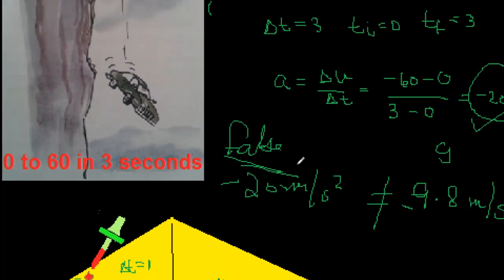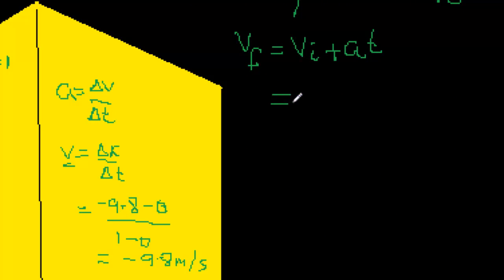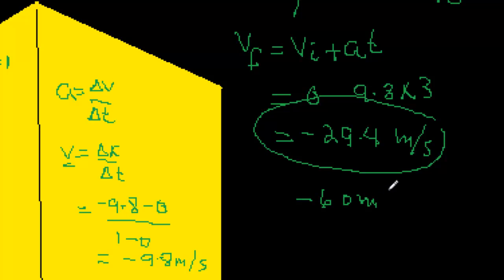In 3 seconds, let's figure what the velocity should be. V final equals V initial plus acceleration times time. We know that the initial velocity is 0. And we know that the acceleration is minus 9.8 multiplied by time, which is 3 seconds. And if you do this multiplication, you will have negative 29.4 meters per second. That's the final velocity. The claim was negative 60 meters per second. So that claim is false.